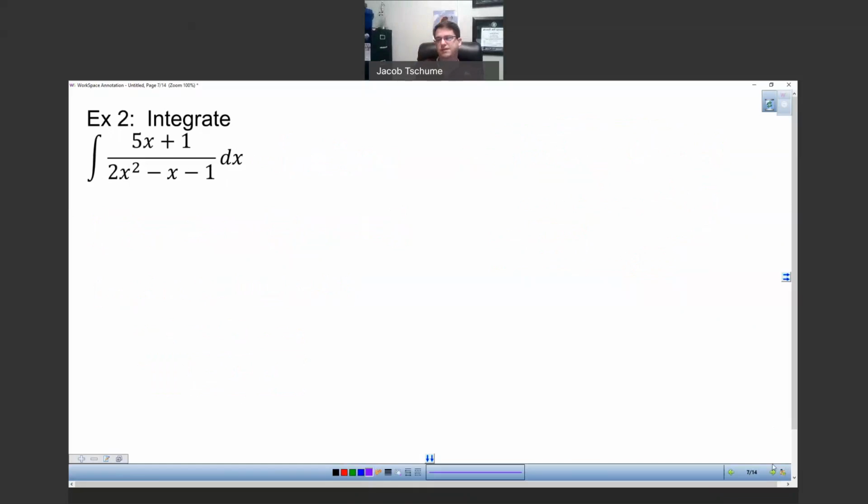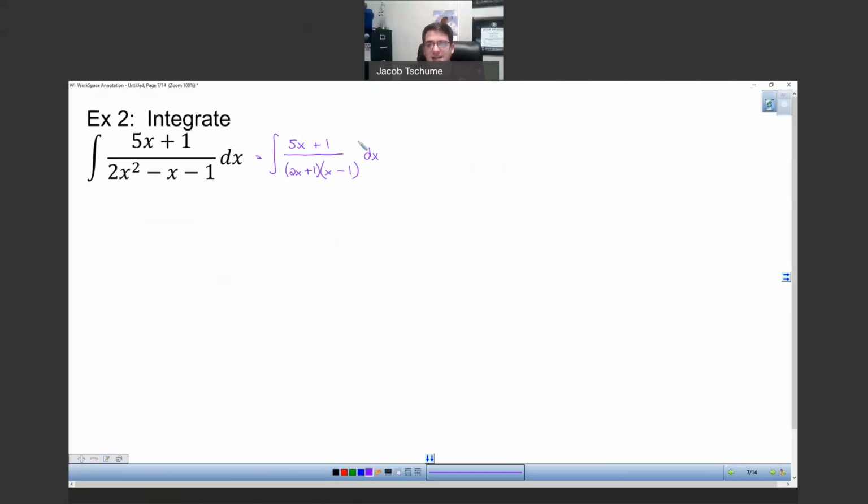All right, so let's look at example number 2. I want you to integrate 5x plus 1 over 2x squared minus x minus 1. So once again, the issue with this fraction is that the bottom is not factored. So let's figure out what we would factor the bottom into. So it looks like we could factor this into, let's see, 2x and x, 1 and 1. And if you want a minus in the middle, it's got to be plus minus. So it will factor into 2x plus 1 and x minus 1.